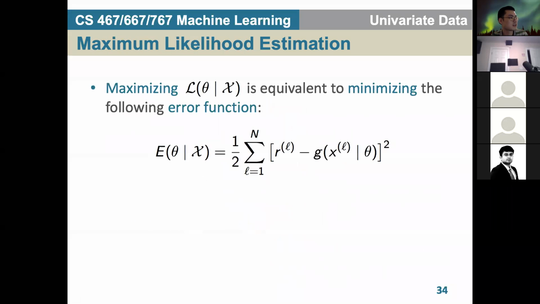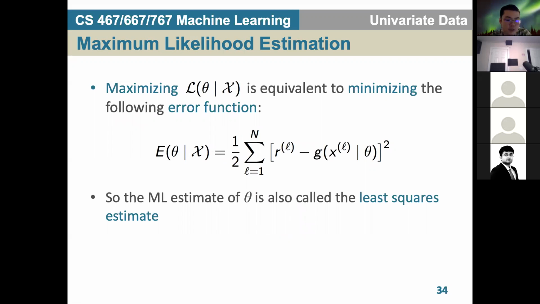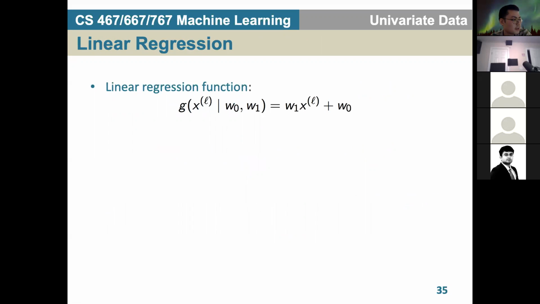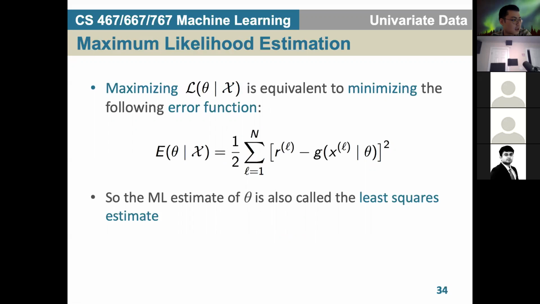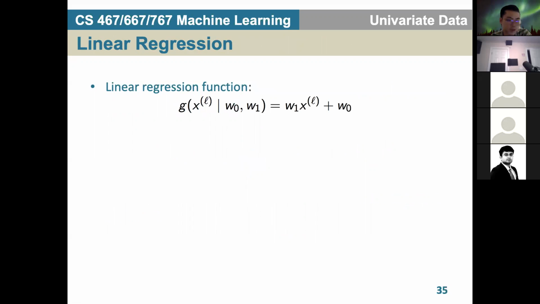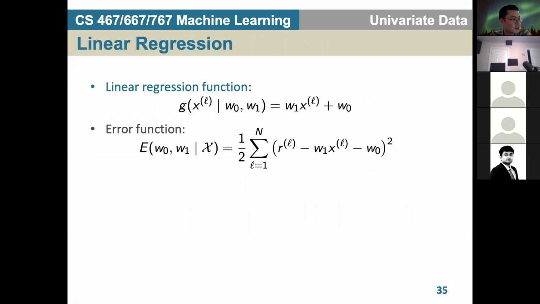Okay, so let's continue. Let's use the previous conclusion, the mean square error, to consider linear regression, which means that our g function is a linear function, Ax plus b. So here we assume it's w1 x plus w0. If that is the case, basically the real value minus the estimated value is this value.